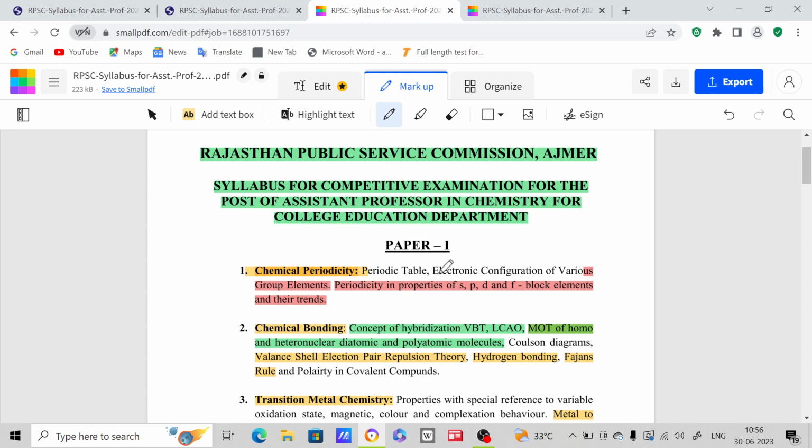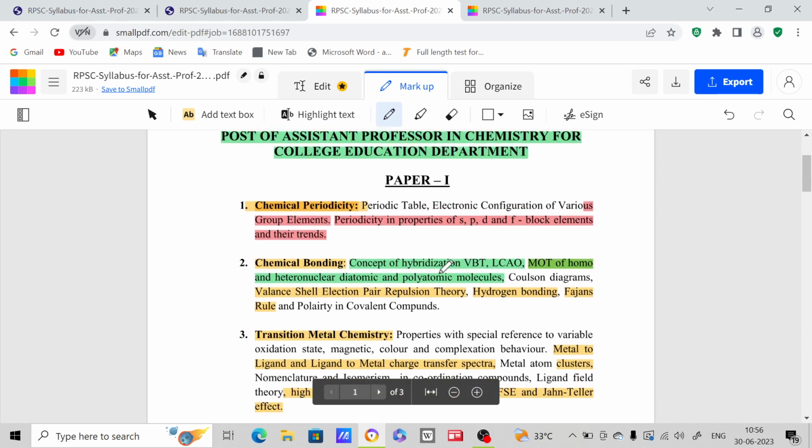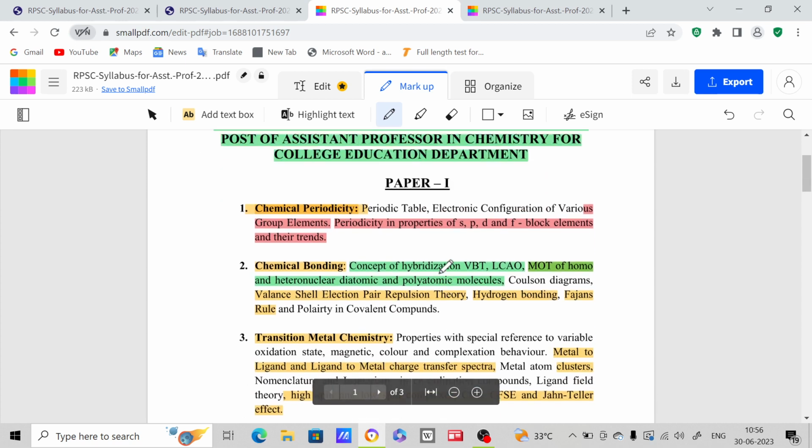Okay. So first of all, if you see here, we have two papers in the Rajasthan Public Service Commission Assistant Professor post: paper 1, paper 2 regarding chemistry, and paper 3 is your general studies. If you see paper 1, if you are a CSIR NET aspirant or if you have qualified CSIR NET, this exam is very easy for you because almost all the syllabus is similar to the syllabus of CSIR NET.